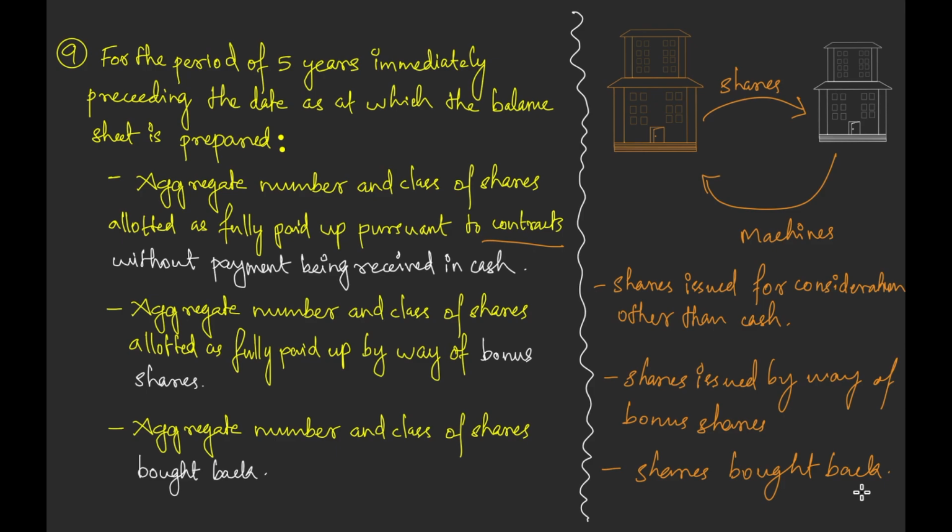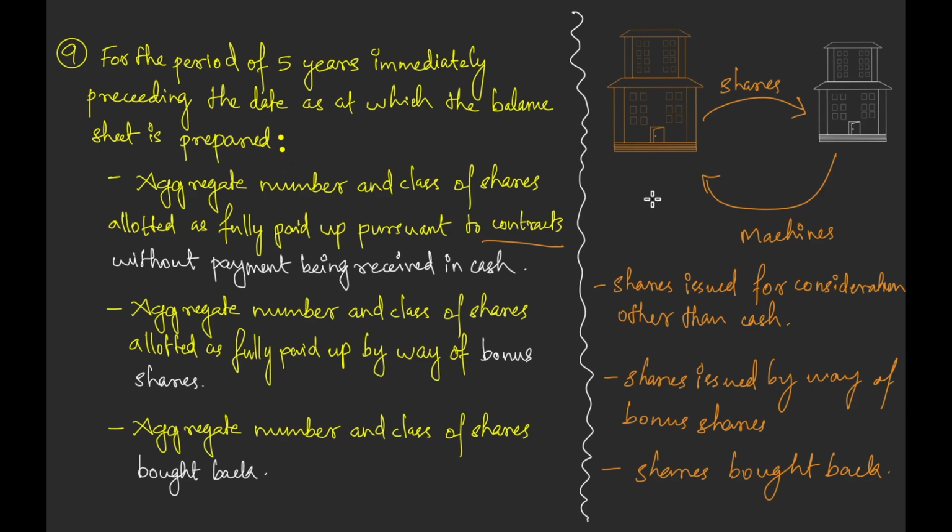So in the notes to accounts under share capital, we should provide details of shares issued for consideration other than cash, shares issued by way of bonus shares, and shares bought back by our company for the period of 5 years immediately preceding the date as at which the balance sheet is prepared. So for these three categories, we should provide details for the period of 5 years immediately preceding the date as at which the balance sheet is prepared.